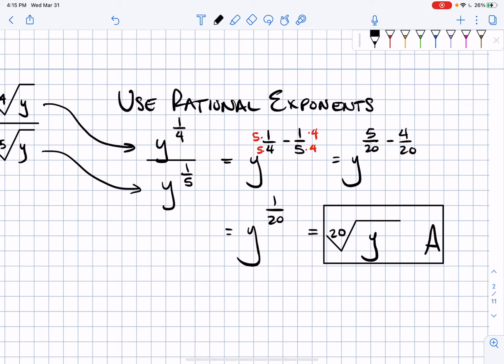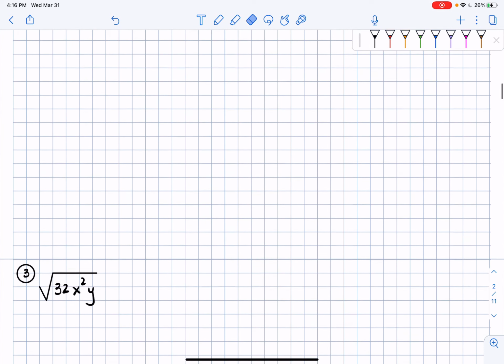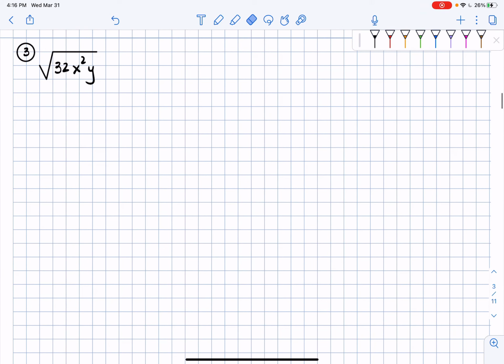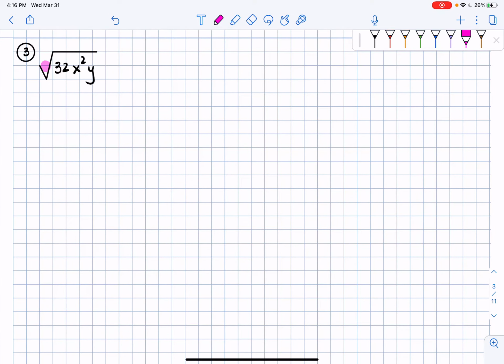All right, that's number 2. On to number 3. So what I know is that my index is a 2, so we're looking for pairs, right? Or 2 of a kind.